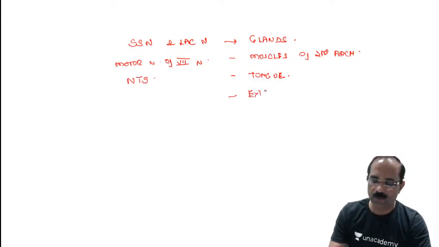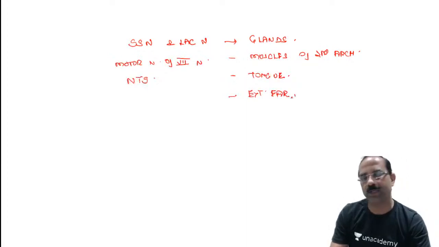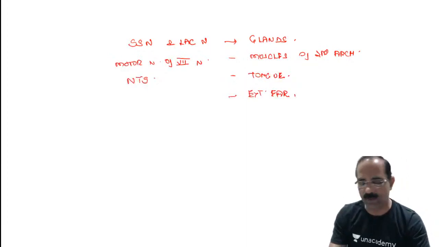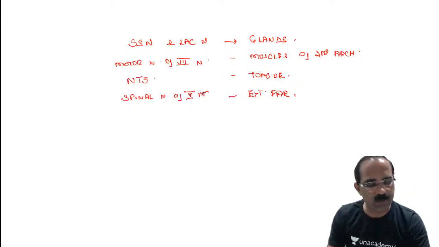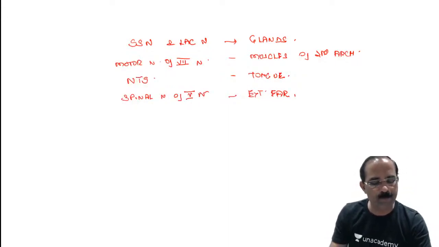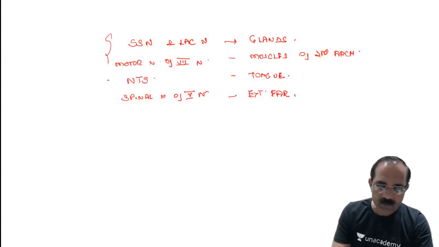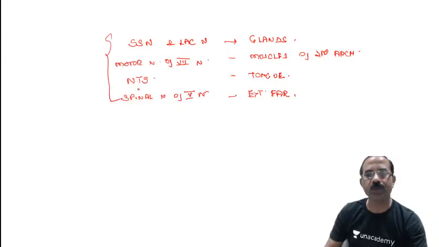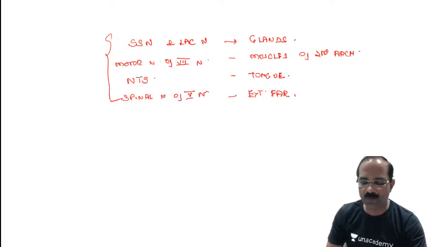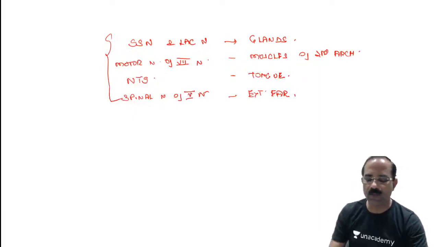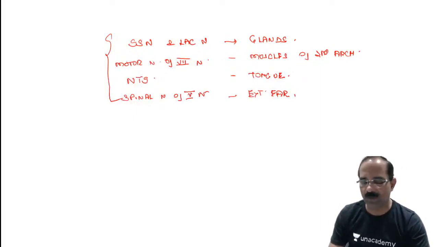And the facial nerve also supplies the external ear. And what is the name of the nucleus? It gives all the sensations to the spinal nucleus of the trigeminal nerve. So these are the nuclei of facial nerve. The superior salivatory and the lacrimatory nucleus which supply the glands. The motor nucleus of facial nerve which supplies the muscles of second arch. The nucleus of tractus solitarius which is going to supply the tongue. And the spinal nucleus of the trigeminal nerve which supplies the external ear.